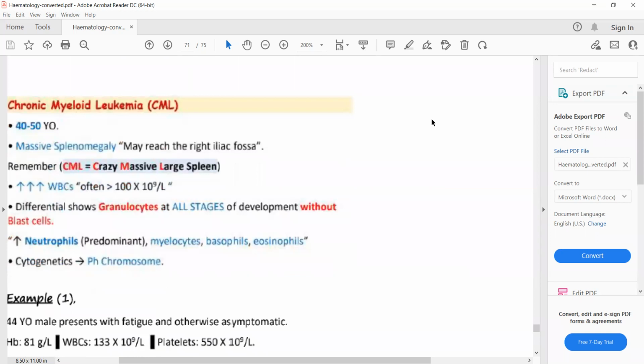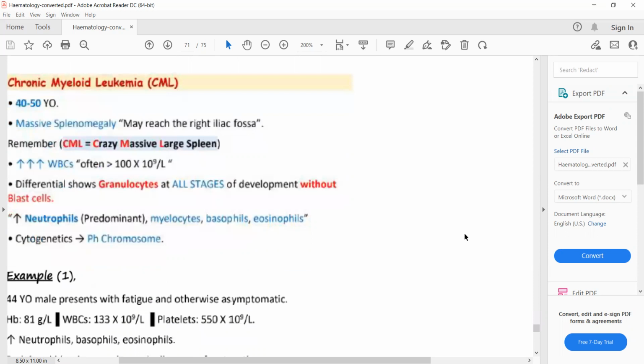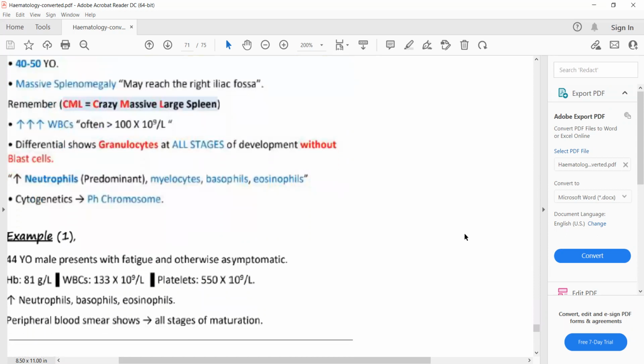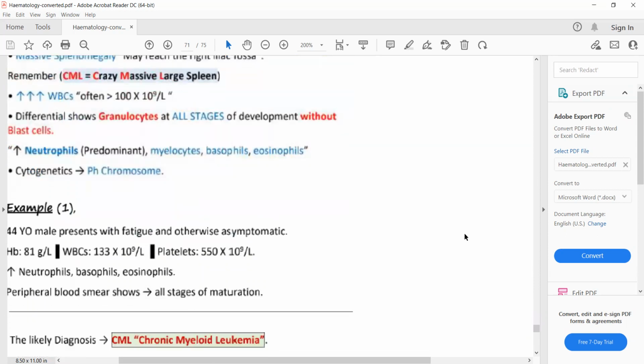So what are the specific points that you need to remember in relation to CML? They include WBC count, and differential will show granulocytes at all stages of development without blast cells. So primarily there will be increase in the granulocytes such as neutrophils, eosinophils, and basophils. And cytogenetic analysis will show Philadelphia chromosome.